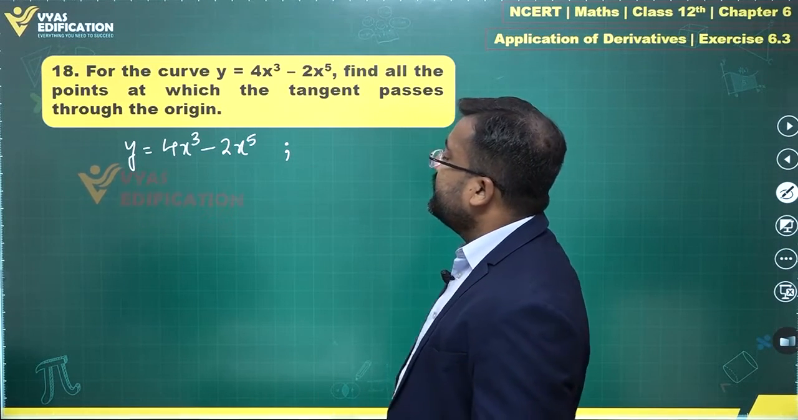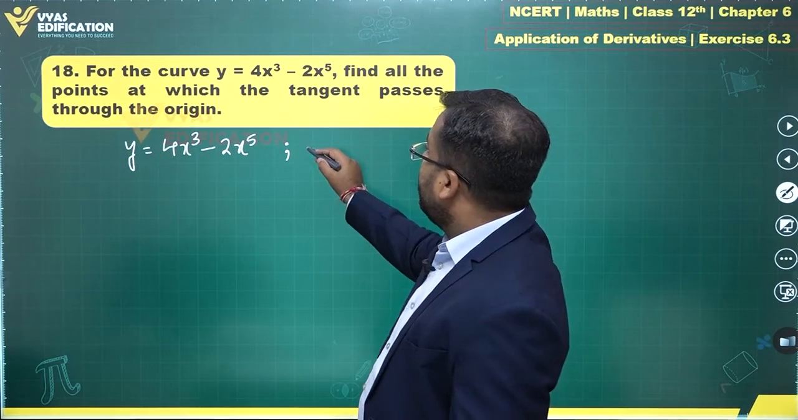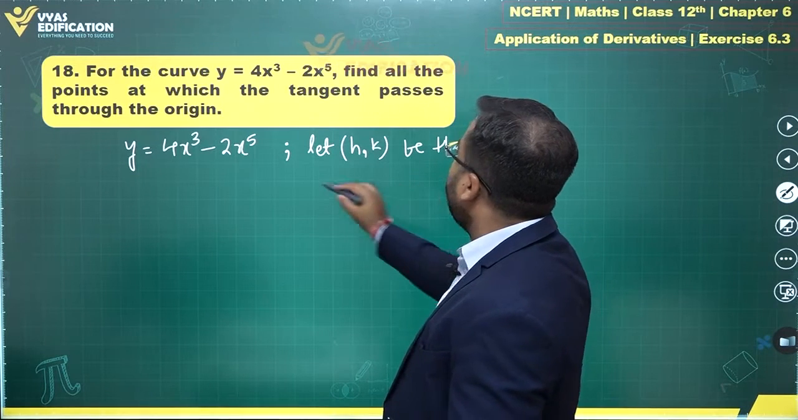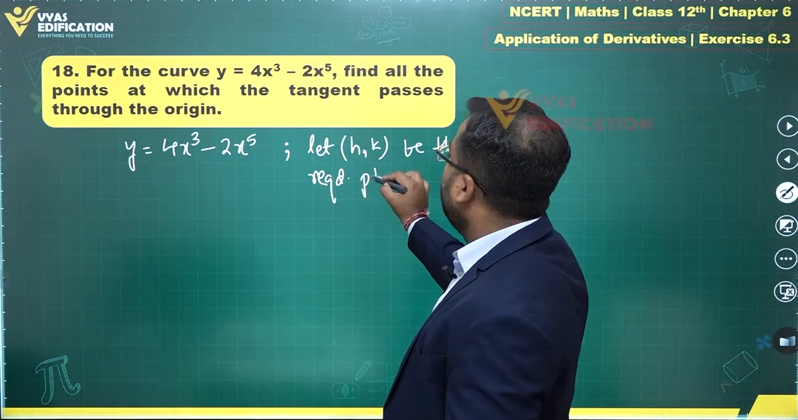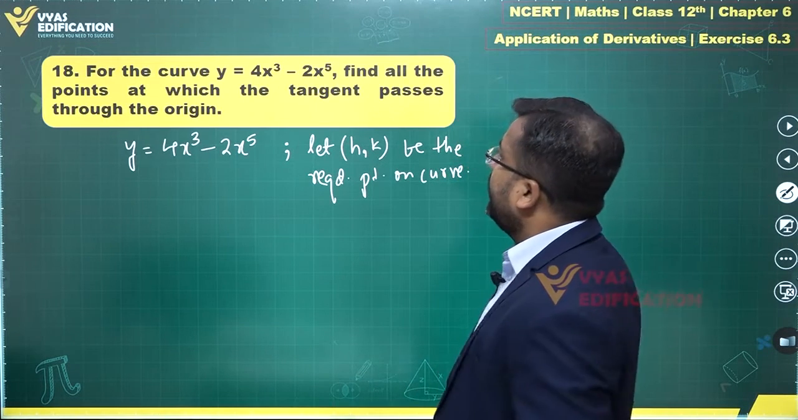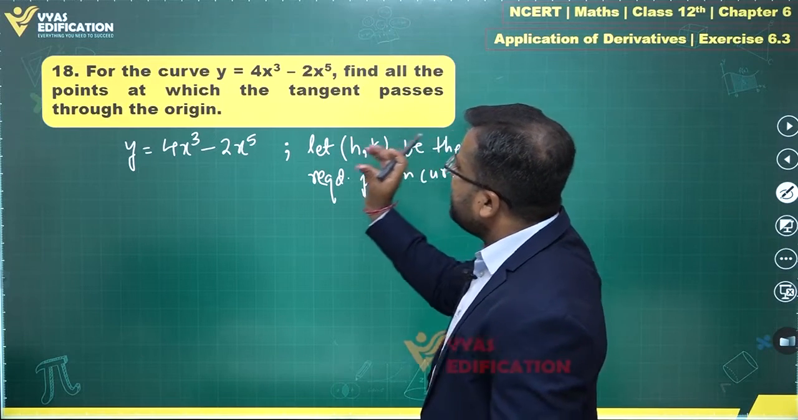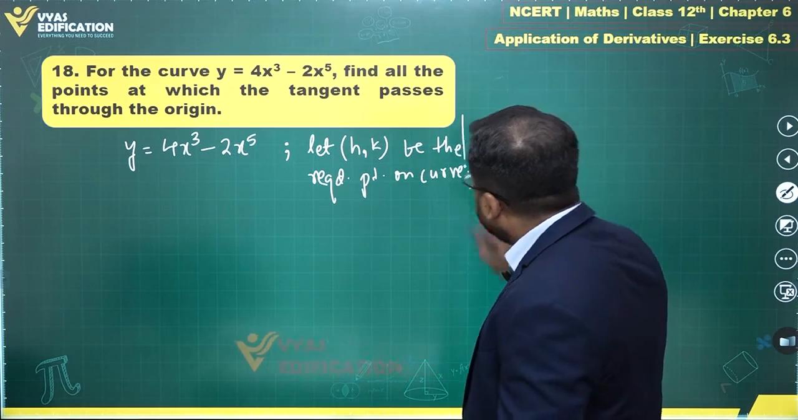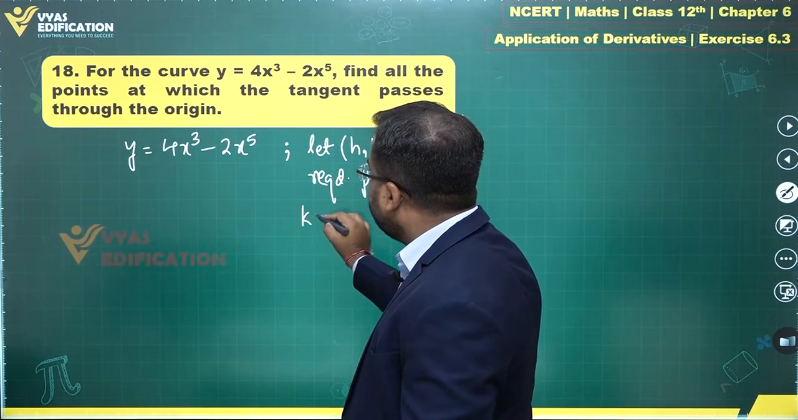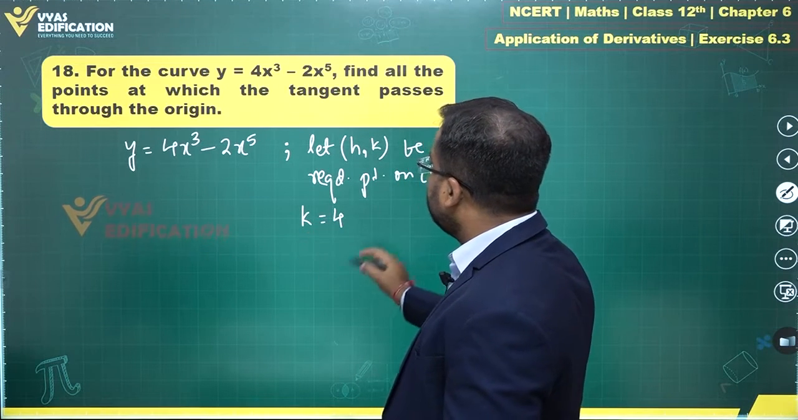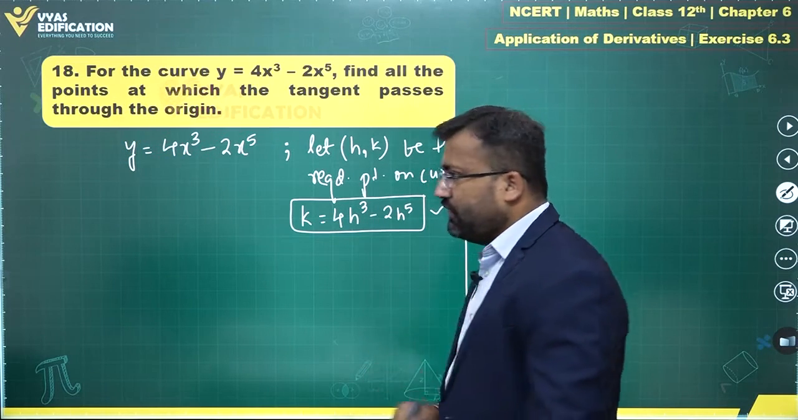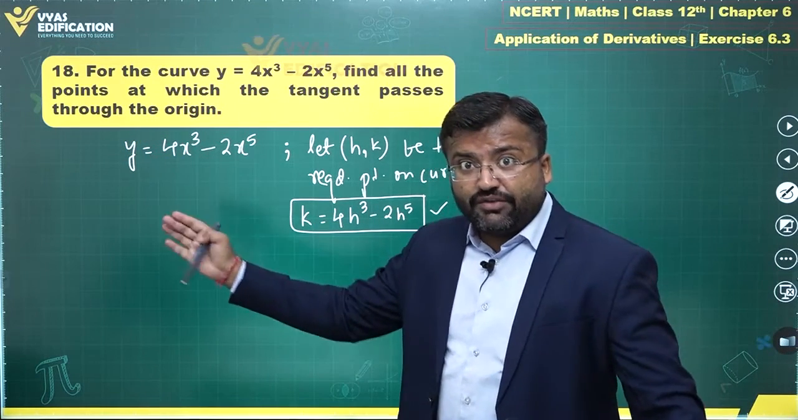Let's say that let h comma k be the required point on the curve. Okay, this is the point on the curve which is required, and what is the condition given on this point? For this curve, find all the points at which the tangent passes through the origin. So at this point, the tangent passes through the origin. That is a condition, right? So if h comma k lies on this curve, one thing that I know for sure is k equals 4h power 3 minus 2h power 5. This is something that I know. Okay, this point lies on this curve, therefore this point will satisfy this curve.